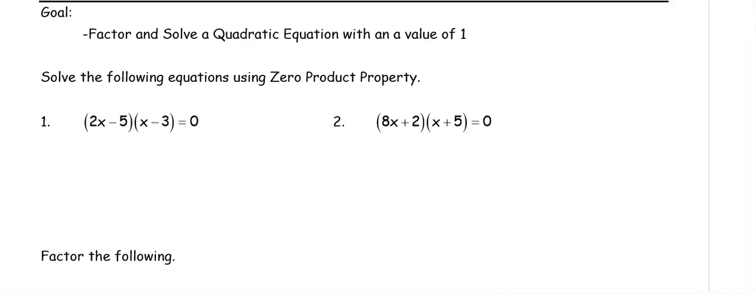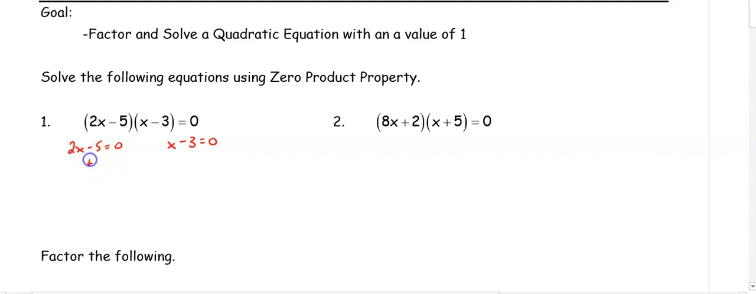This video is about factoring and solving a quadratic equation with an a of 1. First, we're going to review the zero product property. So remember, in the zero product property, each parenthesis with an x is going to get set equal to 0, and then we have to solve for x. So we have 2x minus 5 equals 0, and x minus 3 equals 0.